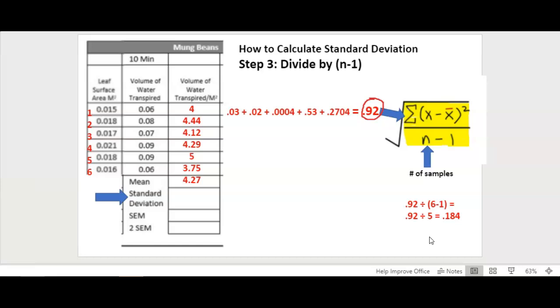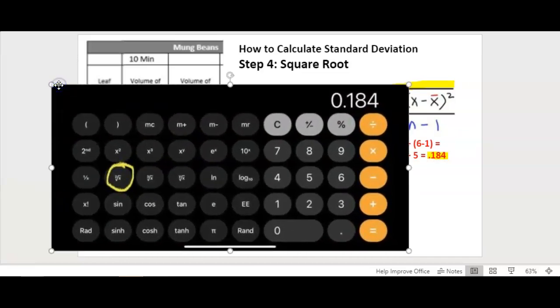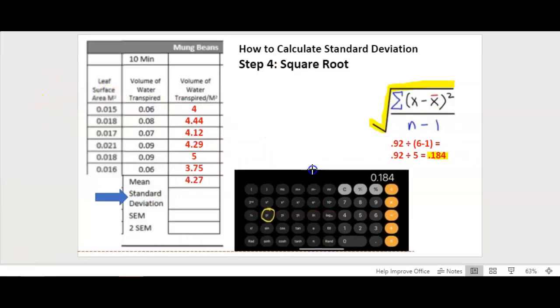But guys, I'm not done yet, all right? I still need to take that number and find the square root. And so I'm going to do the square root of 0.184. The way we do that is we type it into our calculator and click that square root sign. It looks just like this. Once you do that, you officially found the standard deviation.